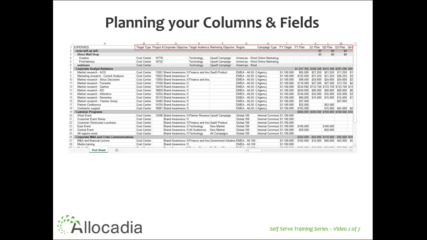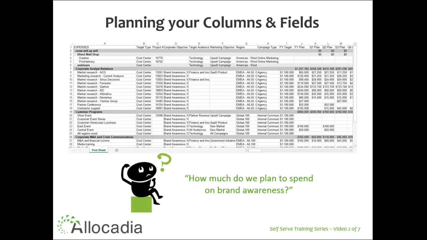Once you've completed the columns list, write a second list of business questions that your company would like answered relating to your marketing spend. Review the list of business questions and establish what types of information are required to answer them. For example, if the question is, how much do we plan to spend on brand awareness? We need to track planned spend, aka plan, and brand awareness. On our spreadsheet, brand awareness was a type of marketing objective.